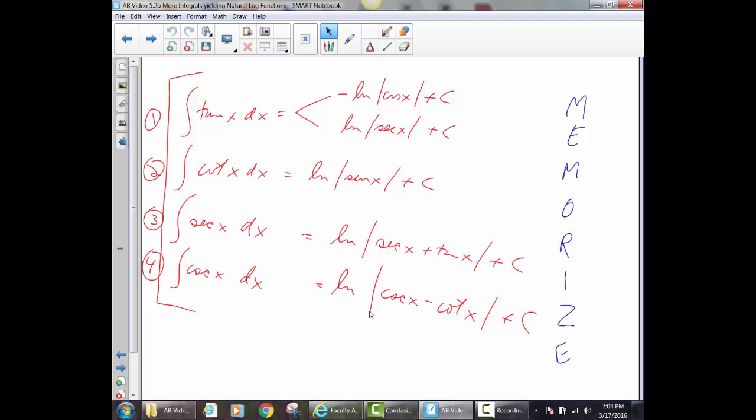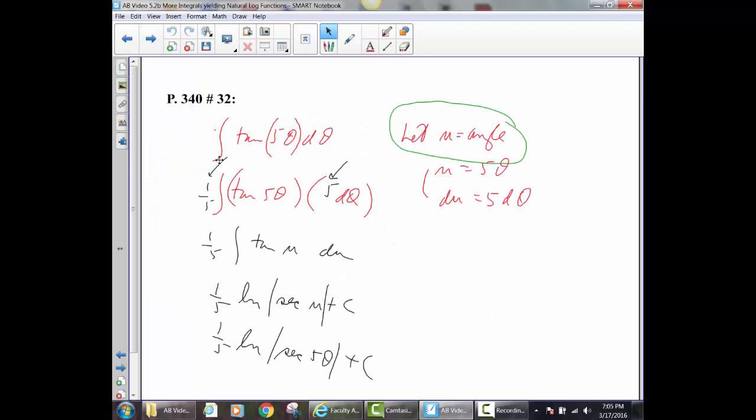Now notice they're all ln's of the absolute value. If you remember, the derivative of secant was secant times tan. Well, the integral of secant is the ln of the absolute value of secant plus tan. And then for cosecant, you just add a co in front of these, but it's a minus. Well, that's about the best I can tell you.